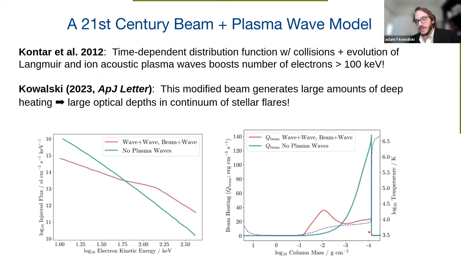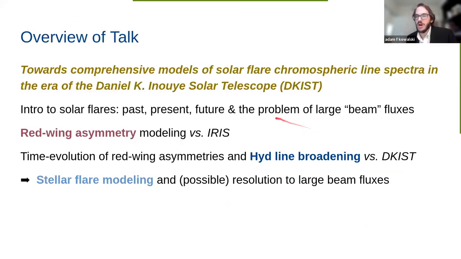Now, this is really important because if you heat this column mass to 10,000 K, you'll produce optically thin continuum emission. If you heat this column mass to 10,000 K, you'll produce optically thick continuum emission. You get very different emergent spectra. Unfortunately, we don't have all the data for solar flares that we'd like to compare to this new modeling approach, but we do have the data for stellar flares. We have broad wavelength coverage spectra of many, many stellar flares, allowing us to test this new alternative hypothesis to high flux electron beam transport.